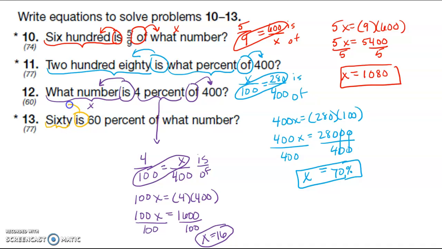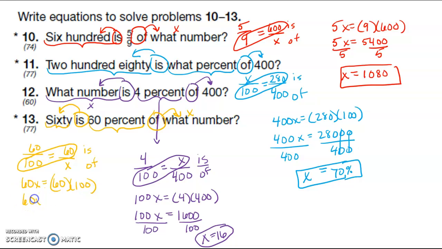60 is 60%. So I'm going to stop there. 60% is 60 per 100. Let me put my is over of here. I know 60 goes in the is part. Of what number? So that X is going to go in the of slot. I'm going to cross multiply and divide to solve. X is equal to 100. Okay.